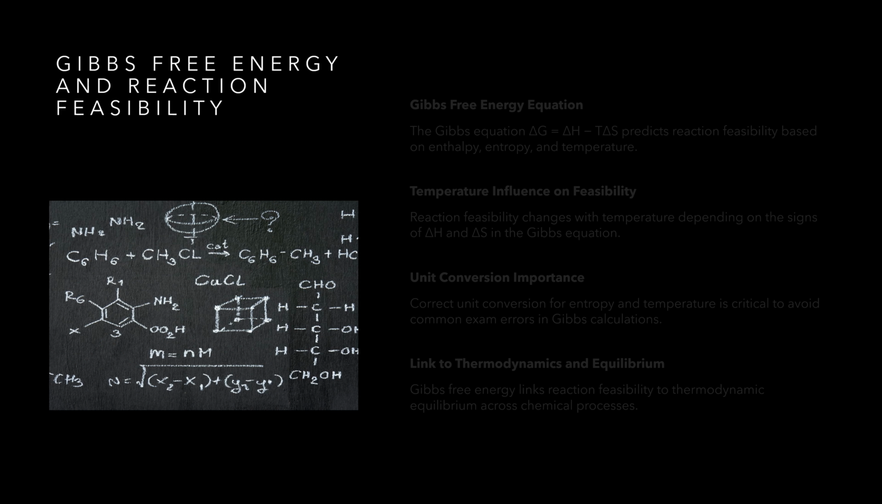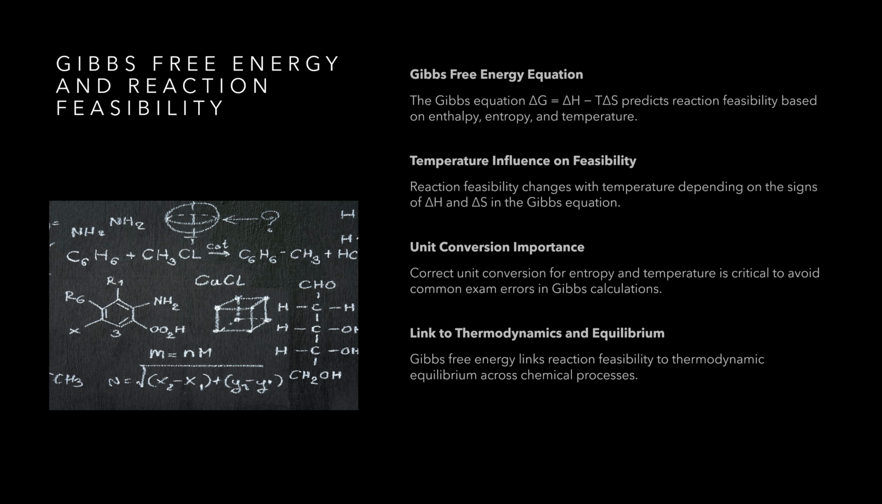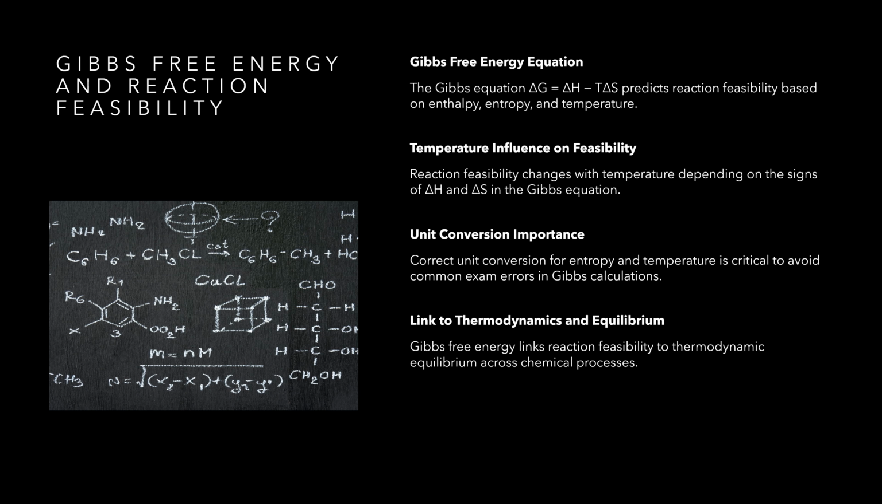Gibbs free energy combines enthalpy and entropy into a single value that predicts whether a reaction is thermodynamically feasible. The Gibbs equation is ΔG = ΔH − TΔS, where ΔG and ΔH are in kJ mol^-1, ΔS is in kJ K^-1 mol^-1, and T is the temperature in Kelvin. A reaction is feasible when ΔG is negative.